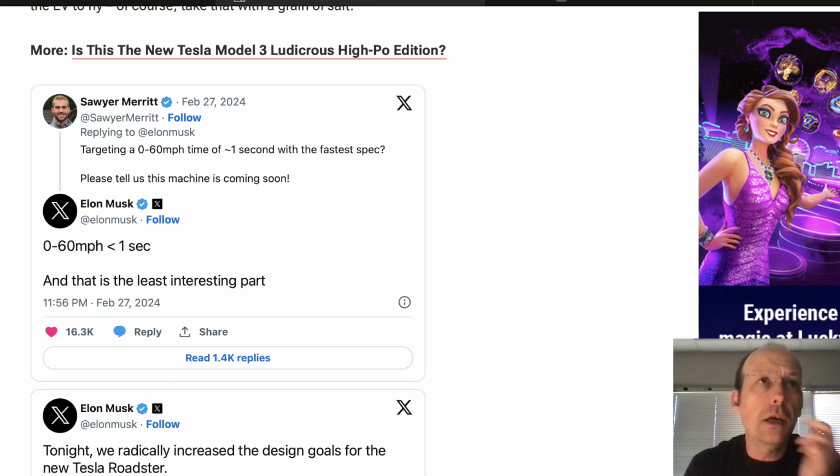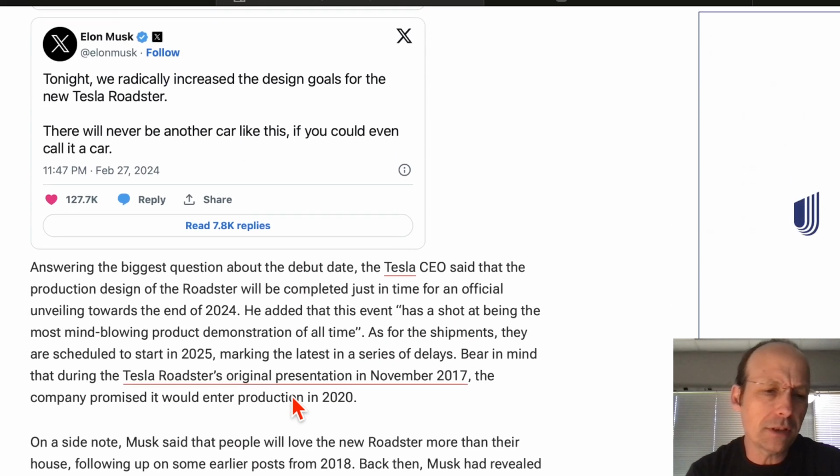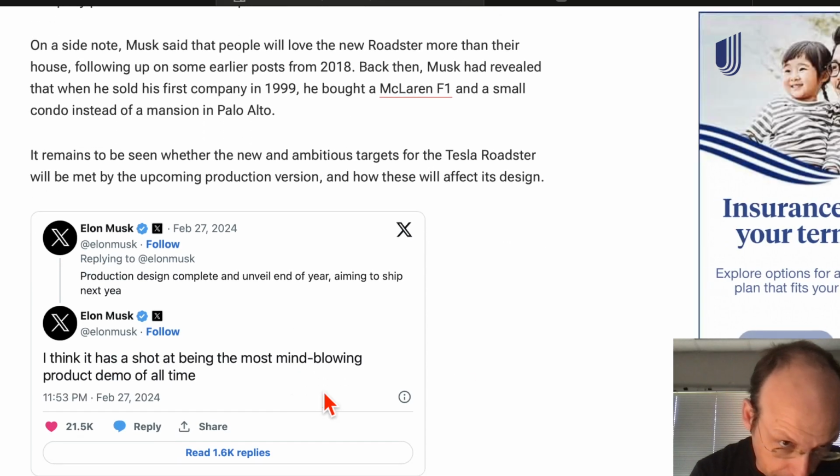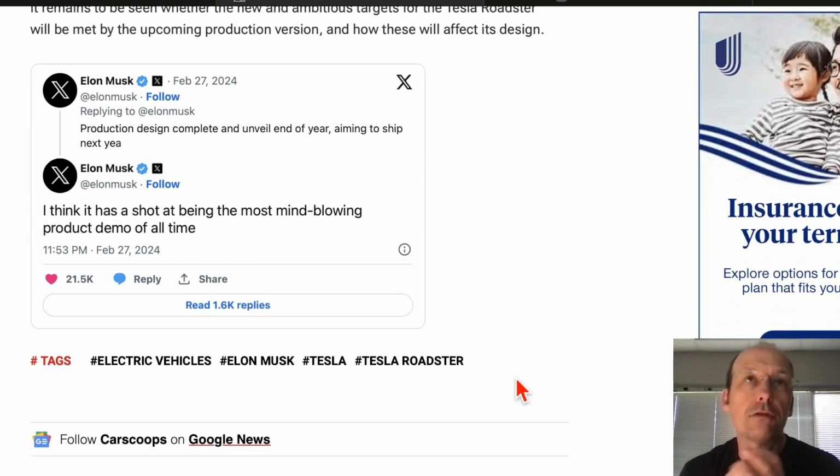Okay, so here you can see this post right here. 0 to 60 in under a second. That's an interesting point. Radically redesigned, another car like this. And then people were saying maybe there's going to be rockets on there or something like that. But let's just say why there would be rockets and do some basic calculations.